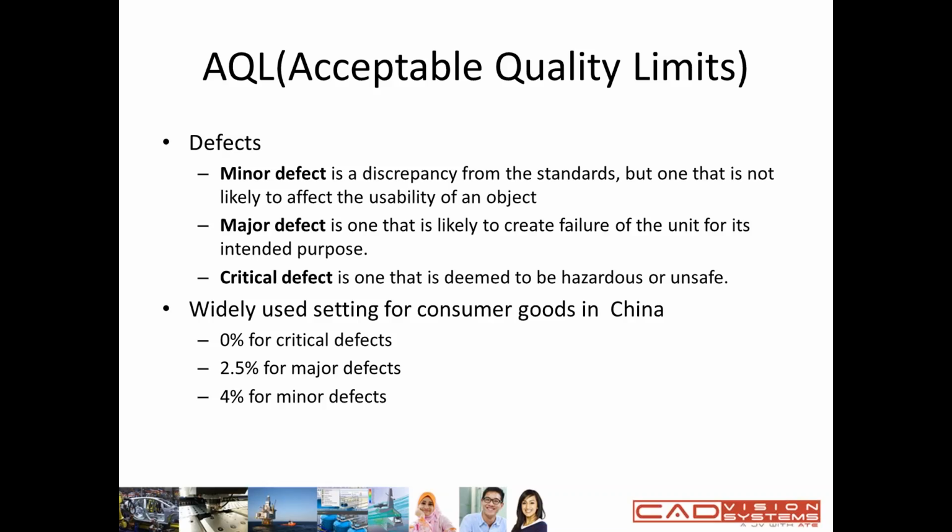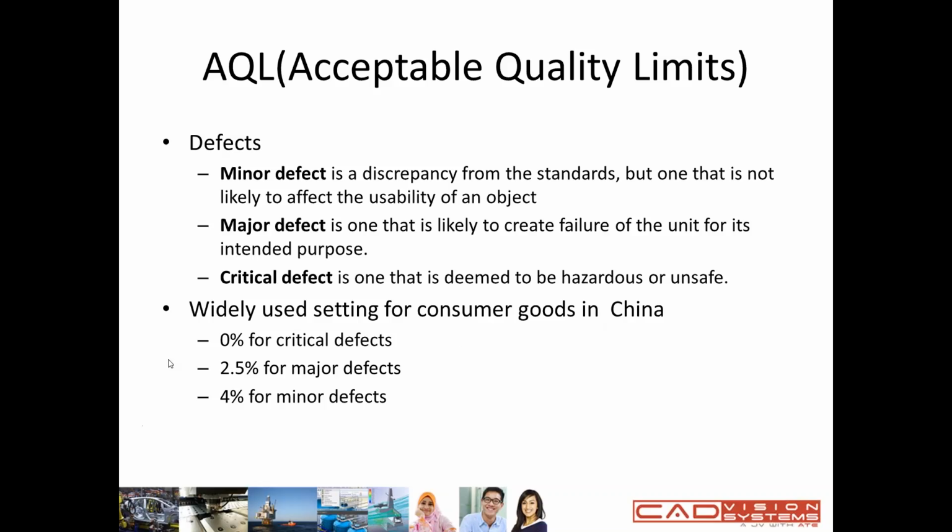Okay. So at the bottom there, I wrote out the widely used settings for consumer goods in China. As we know, China is one of the largest manufacturing countries in the world. So they have a lot of industry and they're producing a lot of products. So in China, how do they set up the standard for defects?